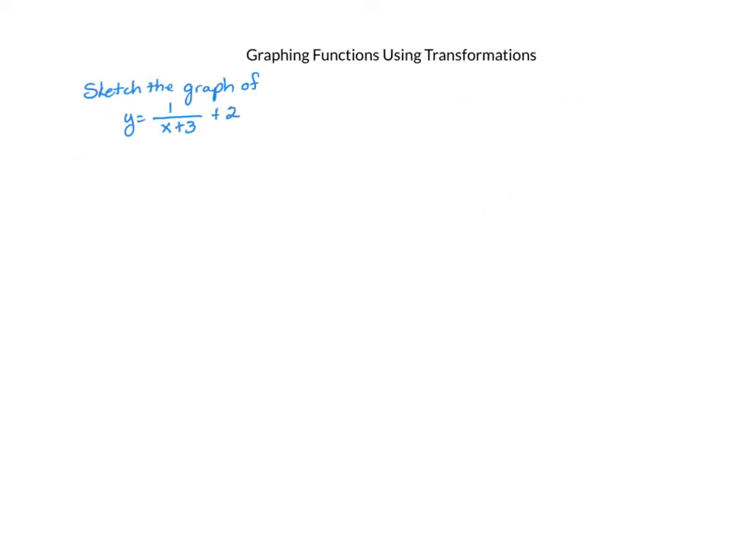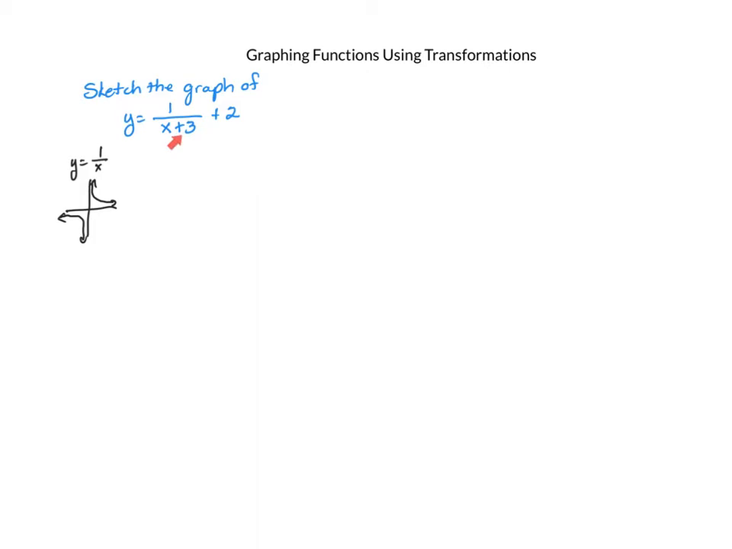Let's look at this one. We're going to sketch the graph of y equals 1 over x plus 3, plus 2. Do you remember what your base graph or your parent graph looks like? We're talking about the function y equals 1 over x. So it's our hyperbola. It looks like this with those two branches with two asymptotes. And those asymptotes are going to be relevant for this problem.